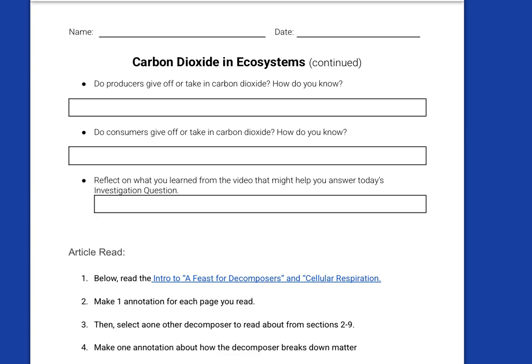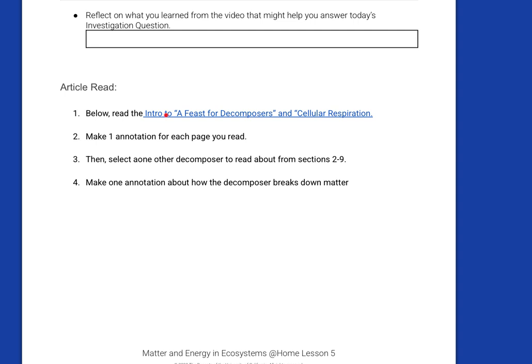Then after that, you're going to read the article here. So I have an article here, and you're going to make one annotation, okay? For each page that you read, you're going to select any other decomposer. So everyone reads the introduction, okay? And then after the intro, you're going to read 2 through 9. Pick one. You can pick 2, 3, 4, 5, all the way up to 9. Pick any other one. And then you're going to make one annotation about how the decomposer actually breaks down matter. So just make one annotation in that article, okay? To help you understand what happens when decomposers break down matter, okay?